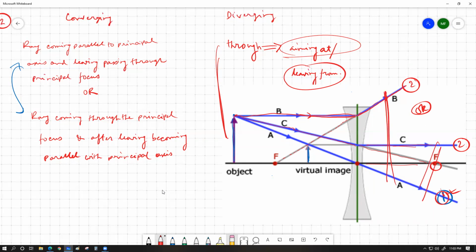So if we extend them backwards, we're going to find this crossing point right over here. This is the virtual cross point of the two light rays because they are divergent, and that basically gives us the position of the image of the object, and that is why we have this virtual image over here.